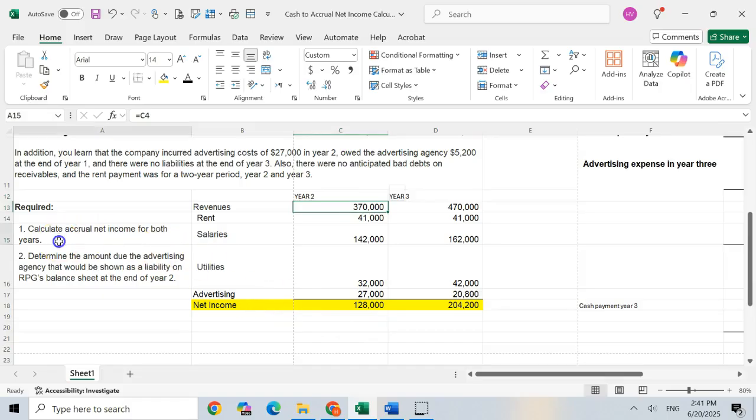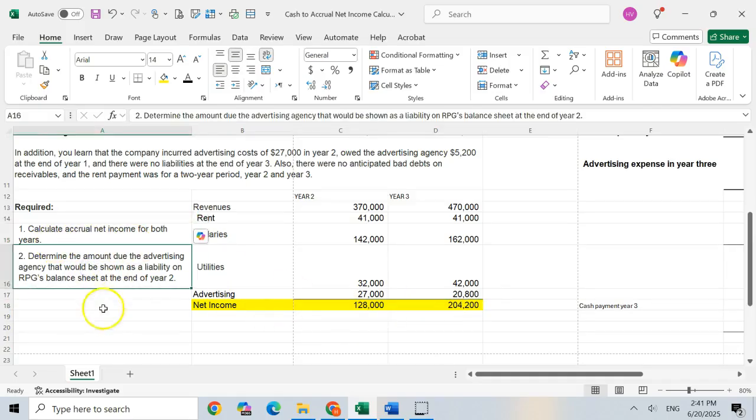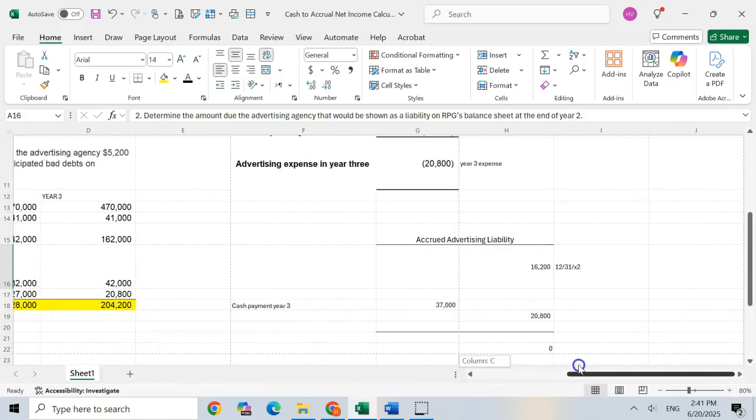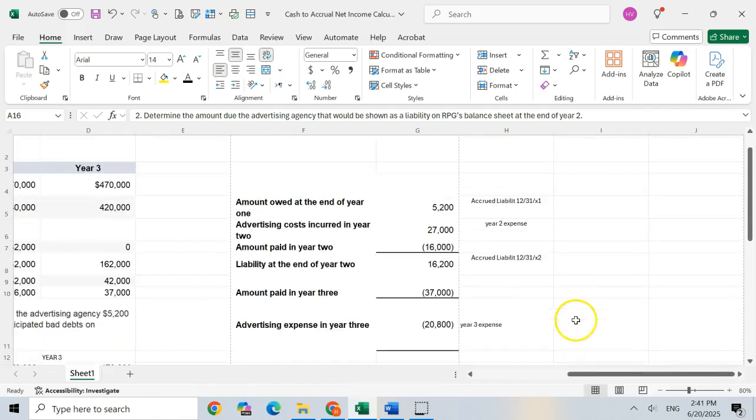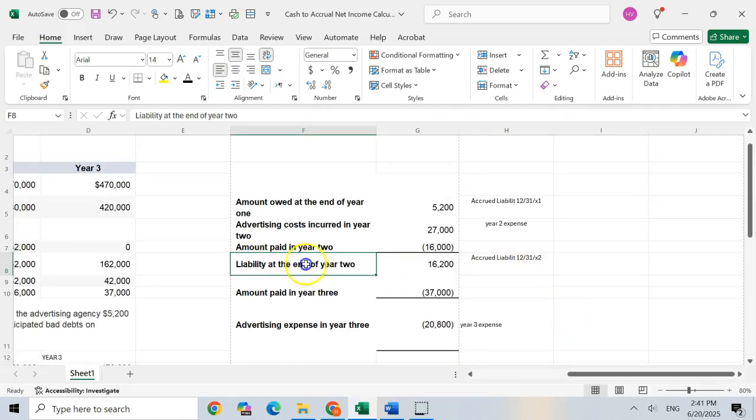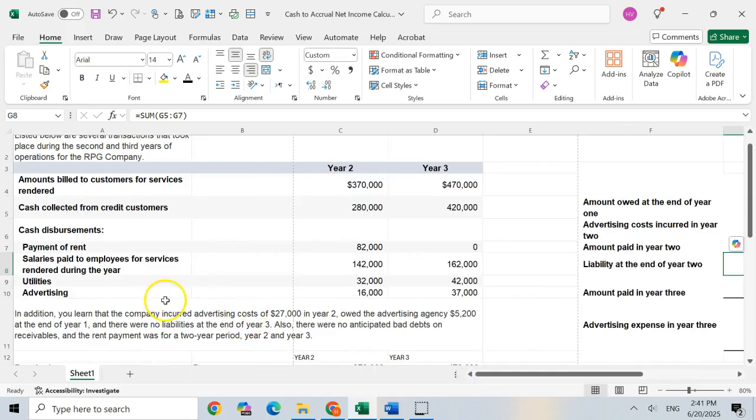So now we've done all that the problem asks. Calculate accrual net income for both years. Well, here's our answer for year 2 and year 3. And determine the amount due to the advertising agency at the end of year 2. That would mean that's our accrued liability at 12/31/X2, and that answer is $16,200. So hopefully when you do the problem for homework, you'll be able to work it out.